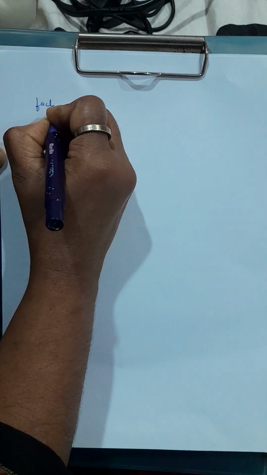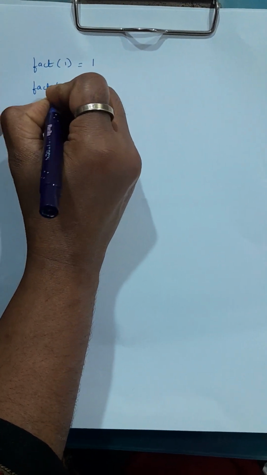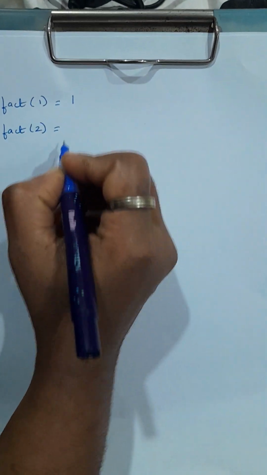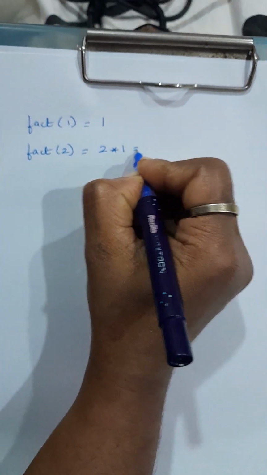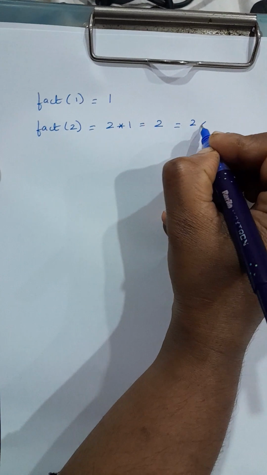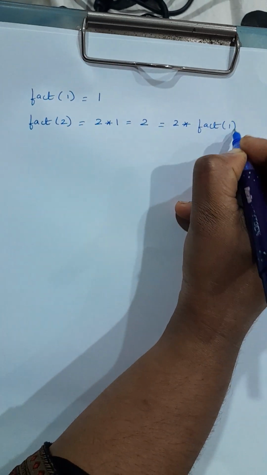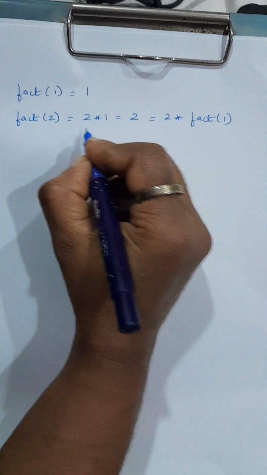Okay, now let me start writing from the first number. What is fact of 1? We know factorial of 1 is 1. Now let me move on to the next one. What is fact of 2? How do I find fact of 2? It is 2 into 1. That is nothing but 2. That is equal to 2 into, I can replace this 1 with fact of 1, right? It is 2 into fact of 1 is 2 into 1.